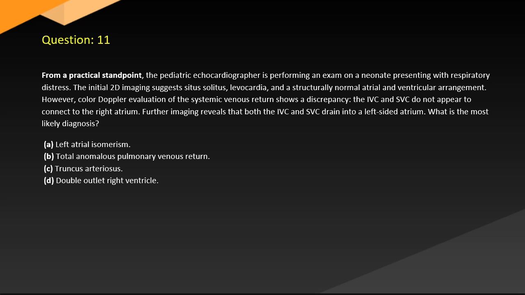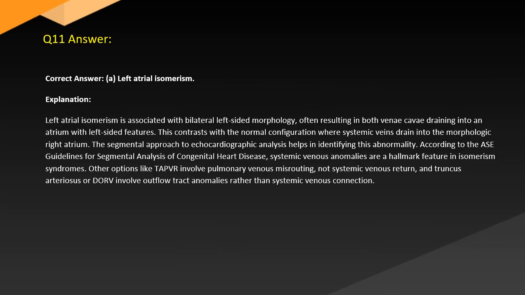Further imaging reveals that the IVC and SVC drain into a left-sided atrium. The most likely diagnosis is: A. Left atrial isomerism, B. Total anomalous pulmonary venous return, C. Truncus arteriosus, D. Double outlet right ventricle. Answer. Correct answer: A. Left atrial isomerism.